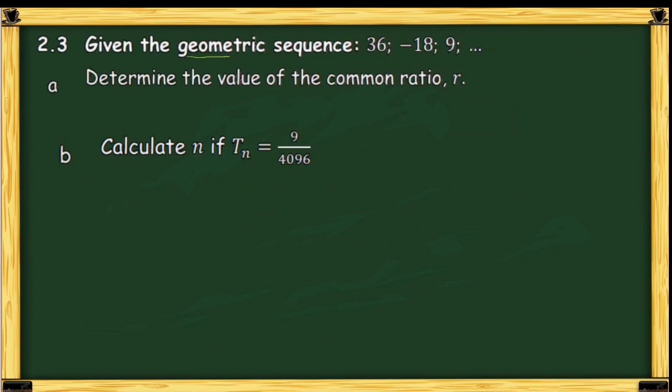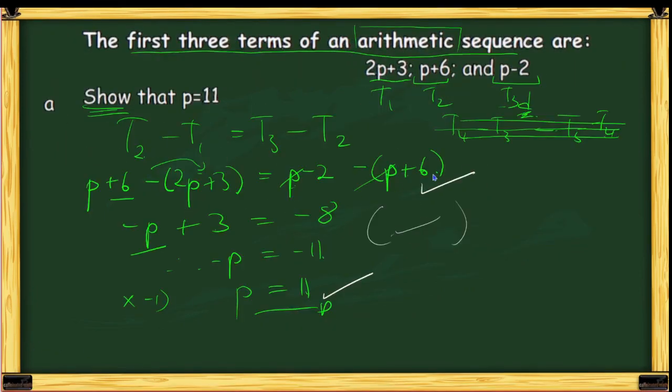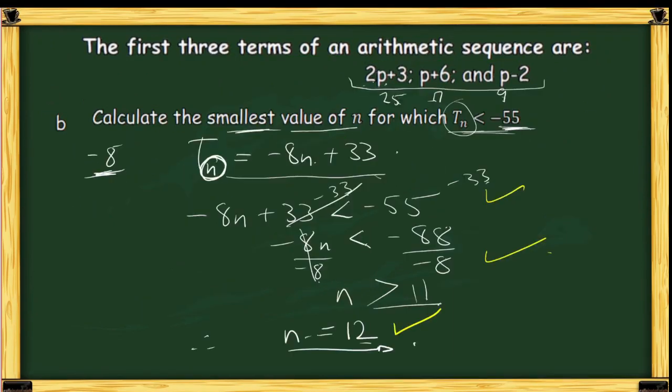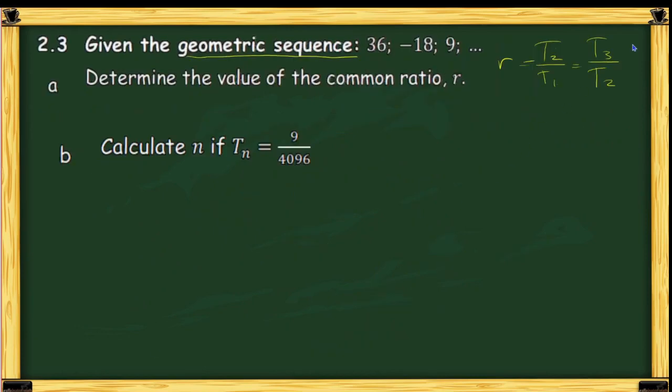Geometric sequences. Base theory. Common ratio being equal to T2 divided by T1, which should be equal to the third term divided by the second term, and so on and so on. So if we can just go a little back, the link obviously being that with arithmetic sequences we are subtracting, whereas with geometric sequences we are dividing.